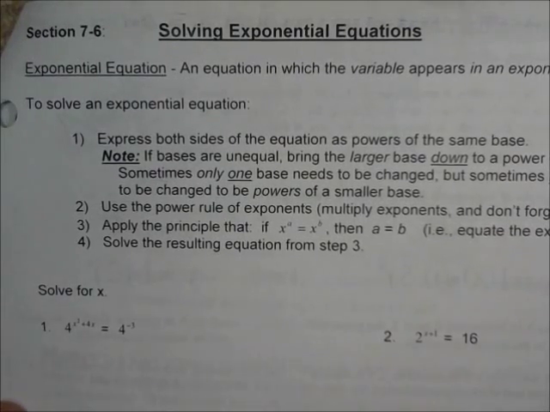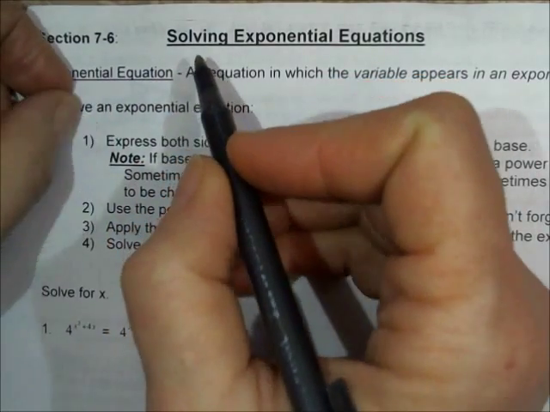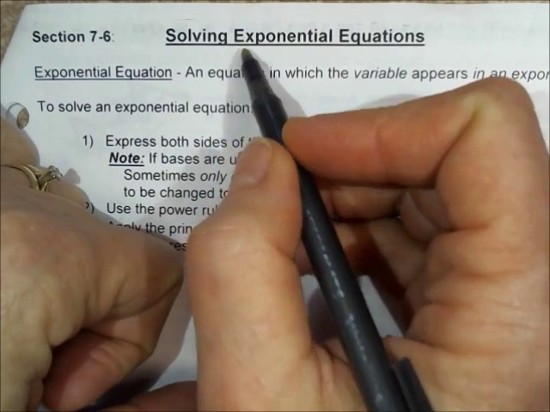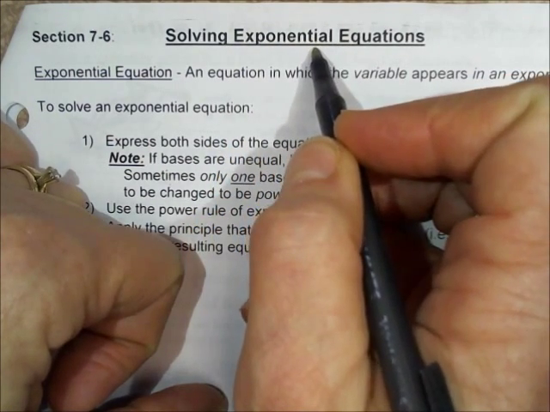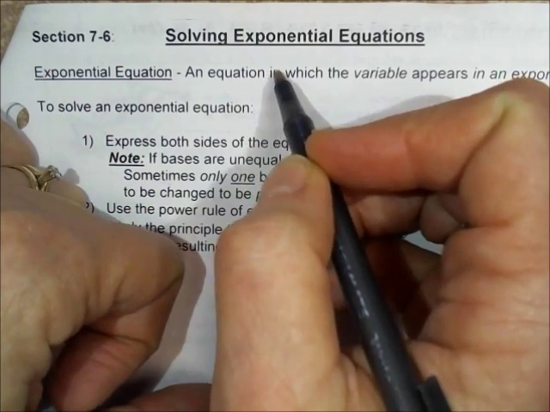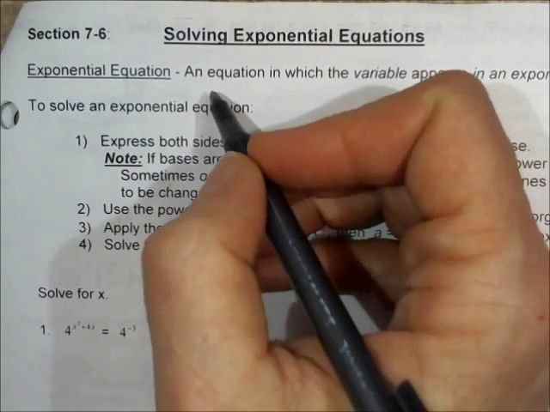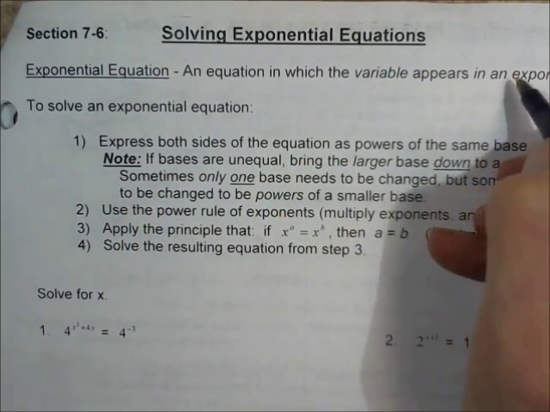Today we're going to cover chapter 7.6. In this chapter we're going to be solving equations again, but this type of equation is called an exponential equation. This type of equation is different from yesterday's. Yesterday's equation, the variable was in the base. In an exponential equation, the variable will appear in the exponent.